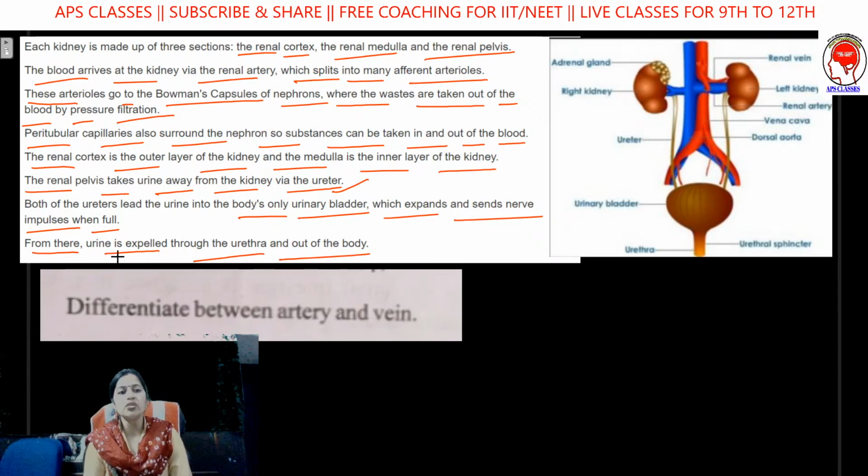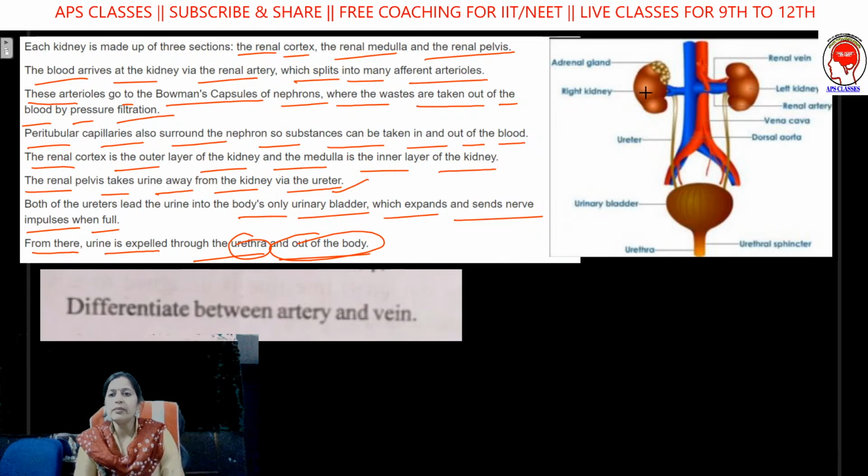So here the urine is totally expelled through the urethra, and after the urethra it goes out of the body. So this is the diagrammatic representation of the kidney. We said that every human contains 2 kidneys. This is the right kidney and this is the left kidney, and the left kidney is directly attached with the renal vein.